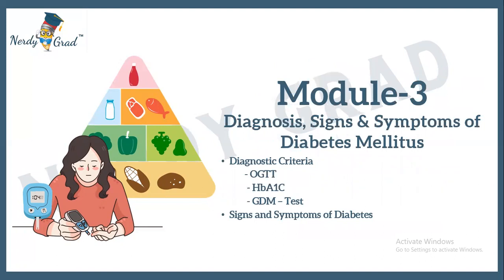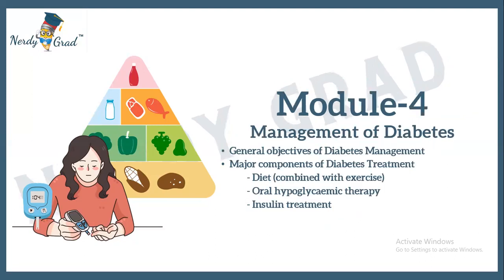In module 3, we'll be dealing with diagnosis, signs, and symptoms of diabetes mellitus: diagnostic criteria, oral glucose tolerance test, HbA1c, GDM test, and signs and symptoms of diabetes. In module 4, management of diabetes: the general objectives of diabetes management, the major components of diabetes treatment, in which we'll be looking into diet combined with exercise, oral hypoglycemic therapy, and insulin treatment.